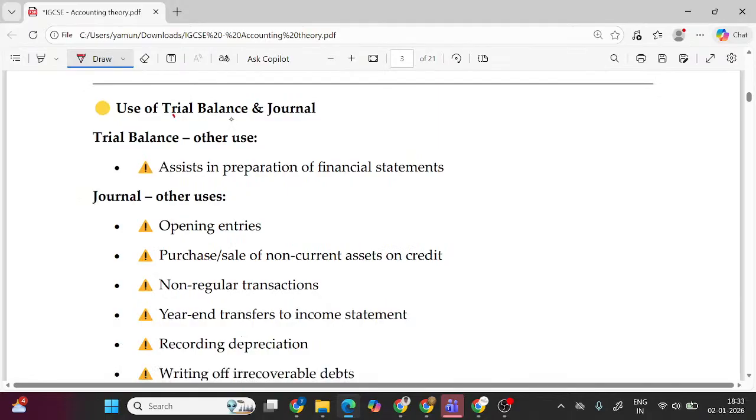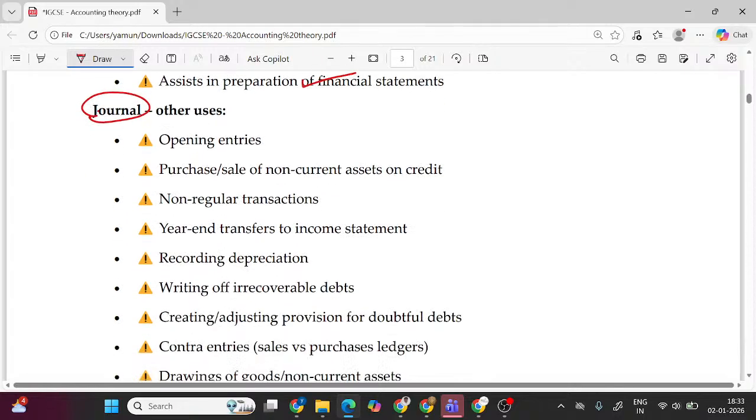Also, we'll come across this trial balance and journal entries. Trial balance, what are the other uses? It will help us in preparing the financial statements. Whereas about the journal, we will be having the opening entries. This will have past journal entries like correction of entries and all. Purchase or sale of non-current assets on credit. Non-regular transactions will be recorded.